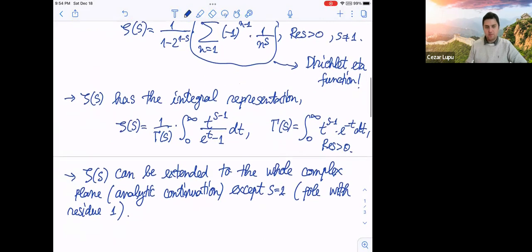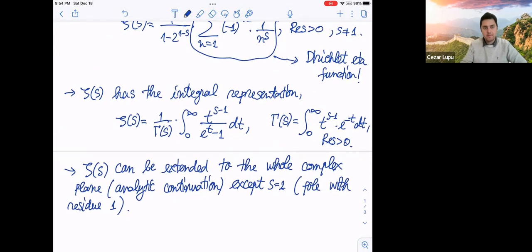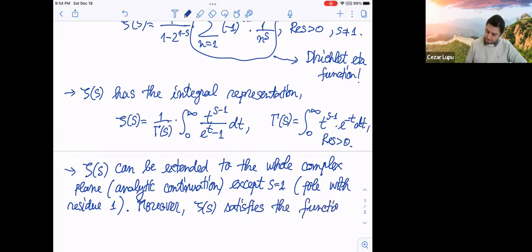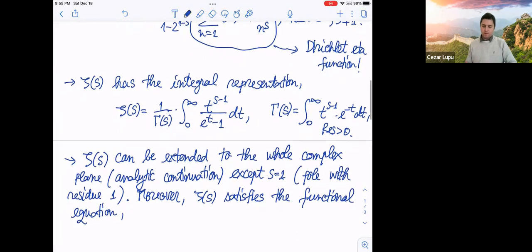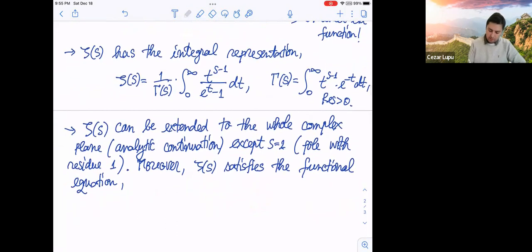And moreover, which is more important, Riemann came with, well, actually Euler conjectured it, that zeta of s satisfies the following functional equation. We are going to define it in this way. Let me write it in a different color because it's important: psi of s is the same as psi of one minus s.